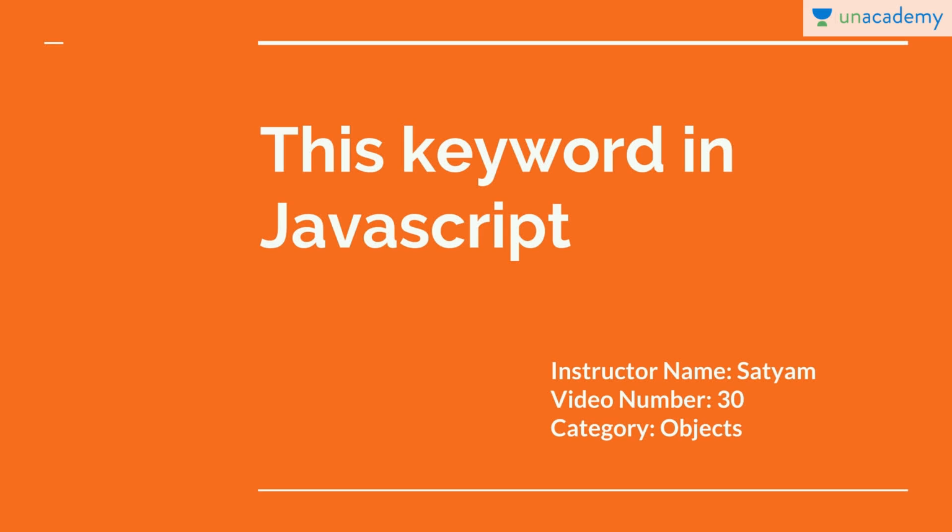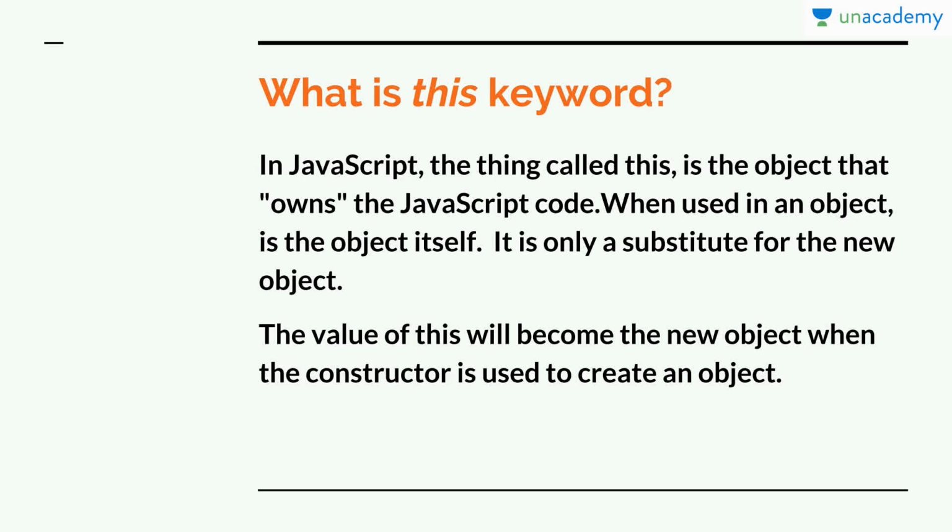So you can own the whole code if you have used this. There are many more advantages of using this, but before diving into that, let's see the definition. The this keyword in JavaScript is the object that owns the JavaScript code. When used in an object, this is only a substitute for the new object. The value of this will become the new object when the constructor is used to create an object.